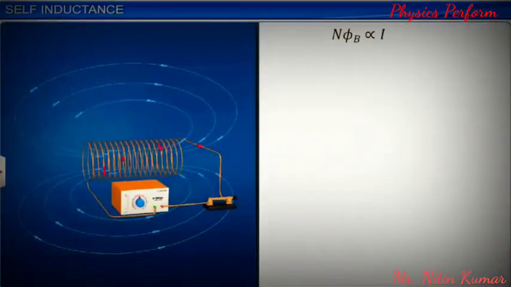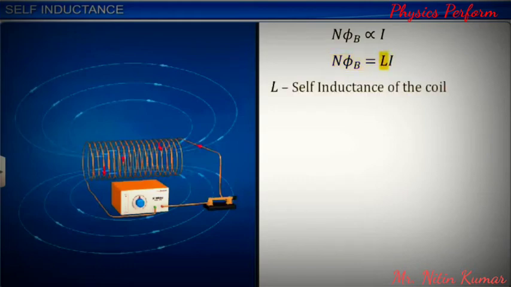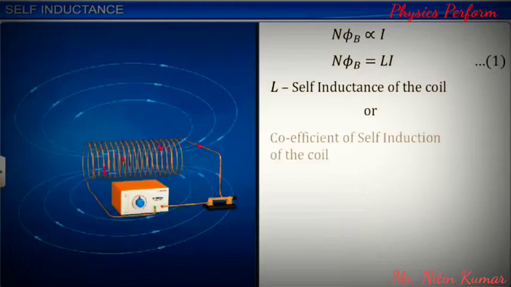The flux linkage through a coil of n turns is proportional to the current through the coil and is expressed as nΦB ∝ I. Replacing the proportionality symbol with a constant, we get nΦB = LI, where the proportionality constant L is called the self-inductance of the coil. Let this be equation 1. L is also called the coefficient of self-induction of the coil.